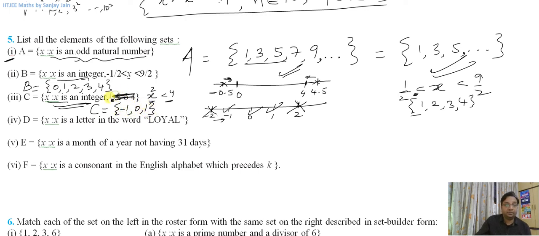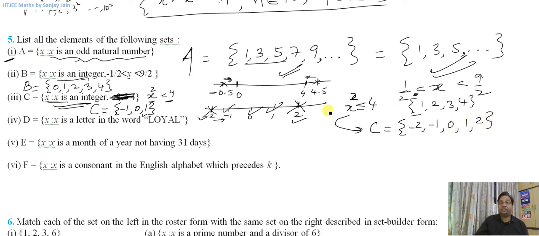Okay, this was misprinting. X squared less than 4 will give me these answers. If I want to ask you x squared less than or equal to 4, then my answer will change, because 2 and -2 will also be included then. In this case, set C would have become {-2, -1, 0, 1, 2}, because 2 squared is equal to 4, which is an acceptable answer in case the question is this.